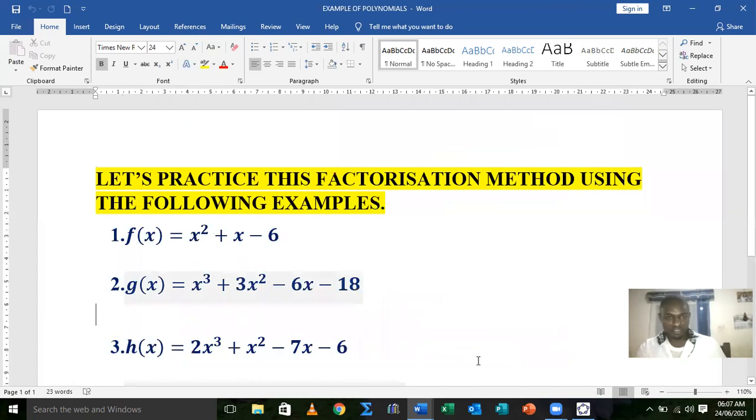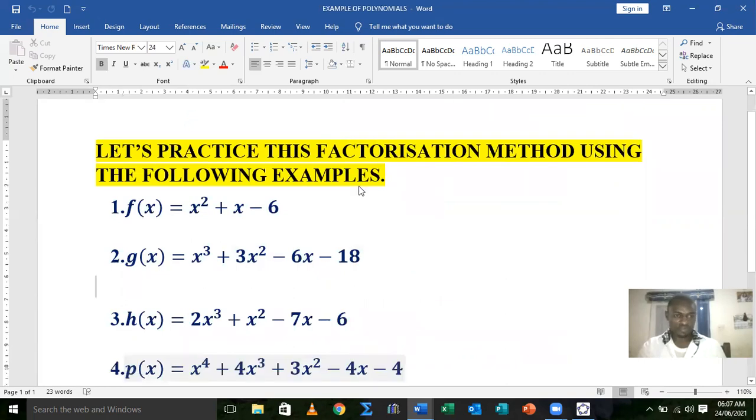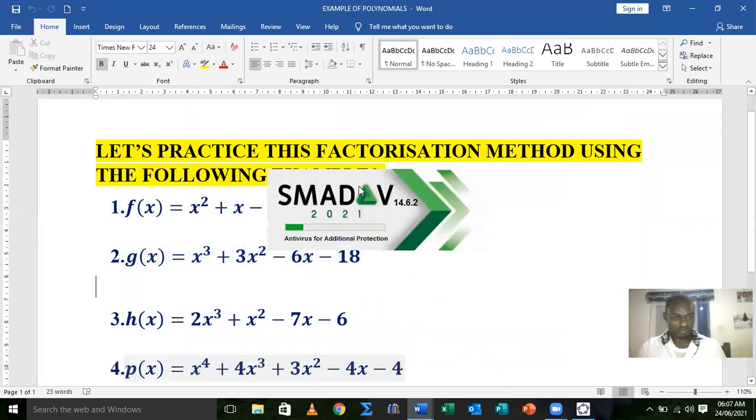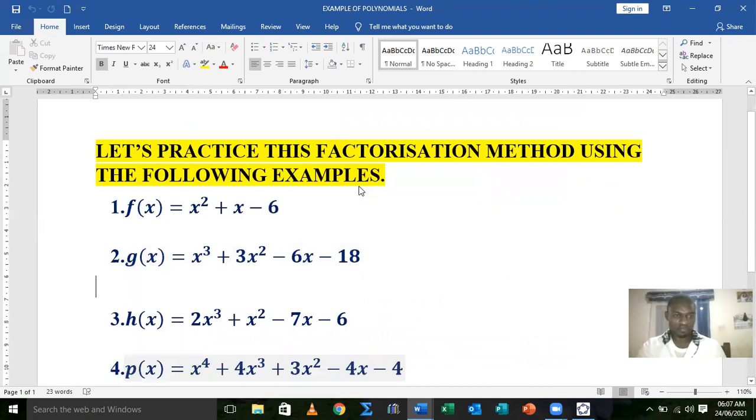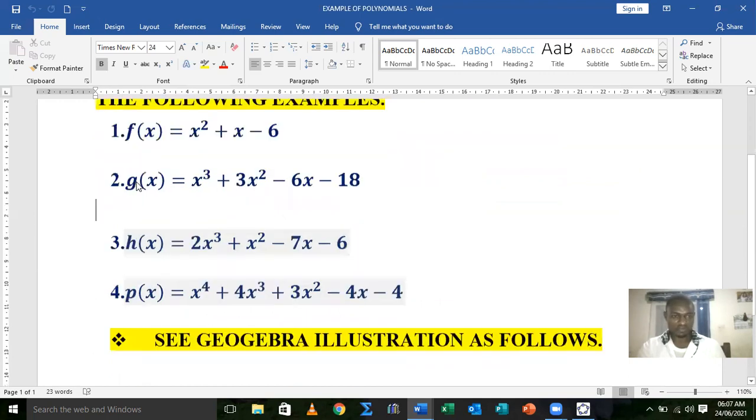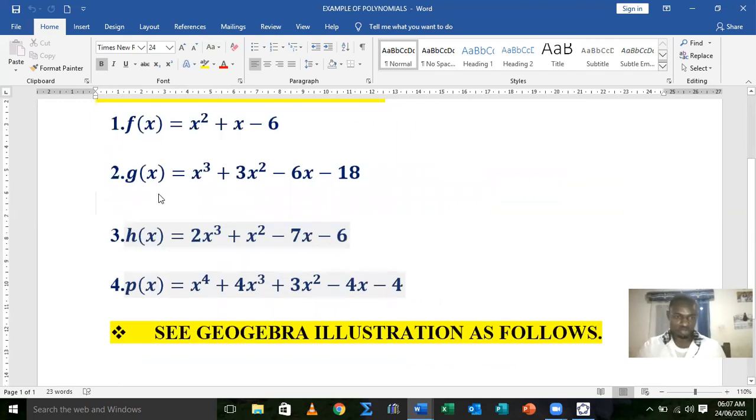To better understand this on Geogebra, let's practice the factorization method using the following examples. The first example is a quadratic polynomial. The second is a cubic polynomial. Third, another cubic polynomial. And the fourth example will be a quartic polynomial. Let's begin the Geogebra illustration.